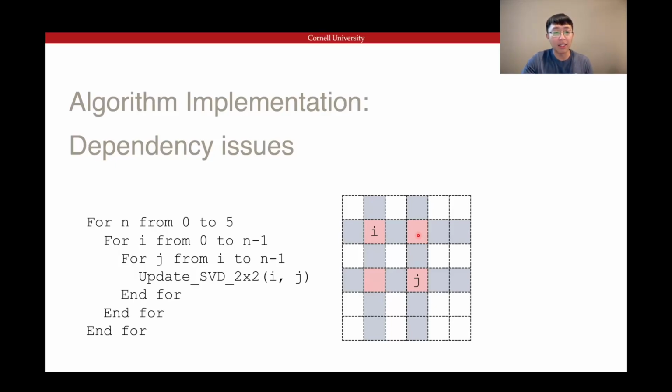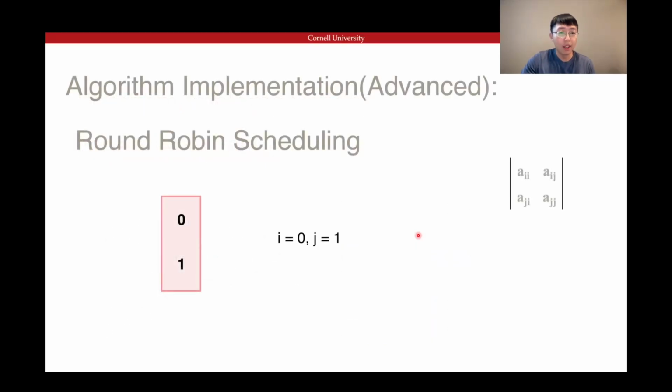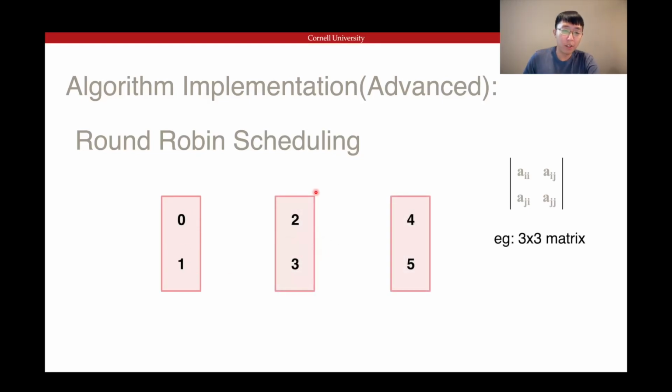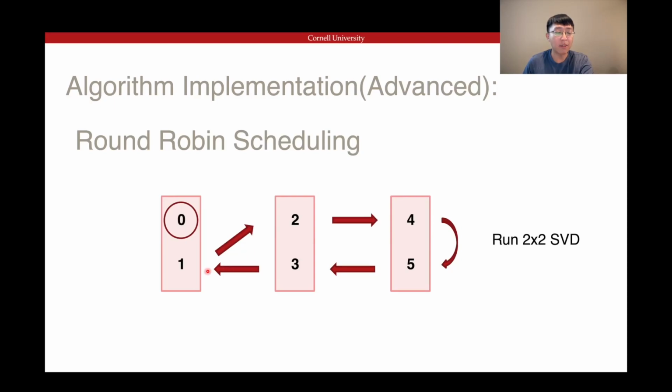So how do we fix that? We fix that with round-robin scheduling. Let's introduce some notation about the rectangles. 0 and 1 represent the values of I and J. For example, if we have a 3 by 3 matrix, we'll have 3 combinations of these rectangles, and each rectangle represents one iteration of the 2 by 2 SVD. After executing this SVD, we fix the value of 0, and then rotate and sweep all the rest of the values to get the new combinations.